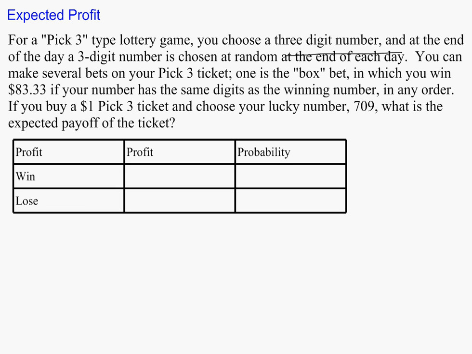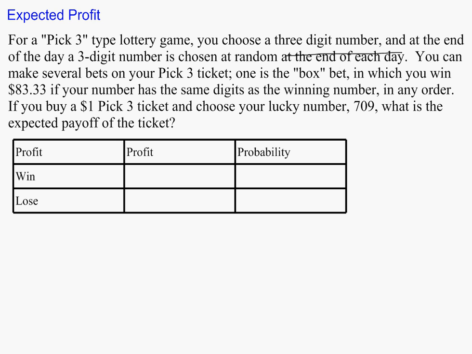If you buy a $1 pick three ticket and choose your lucky number 709, what is the expected payoff for this ticket? So this is saying that if I were to pick 709 every day forever, right? One time and buy a $1 lottery ticket. What if I averaged all of my winnings over the million times that I played this, what would be the average amount returned per ticket? Okay. So first off, we don't have any of the probabilities given to us. We have to figure this out.